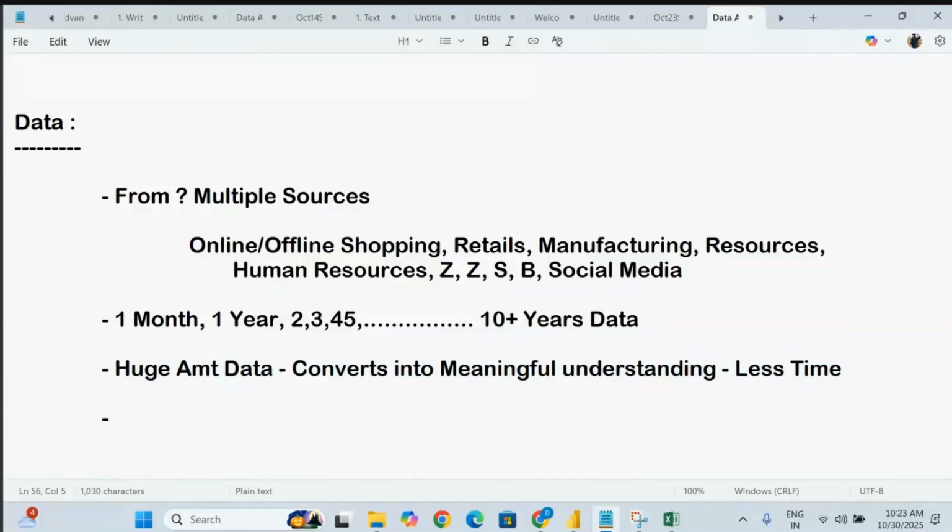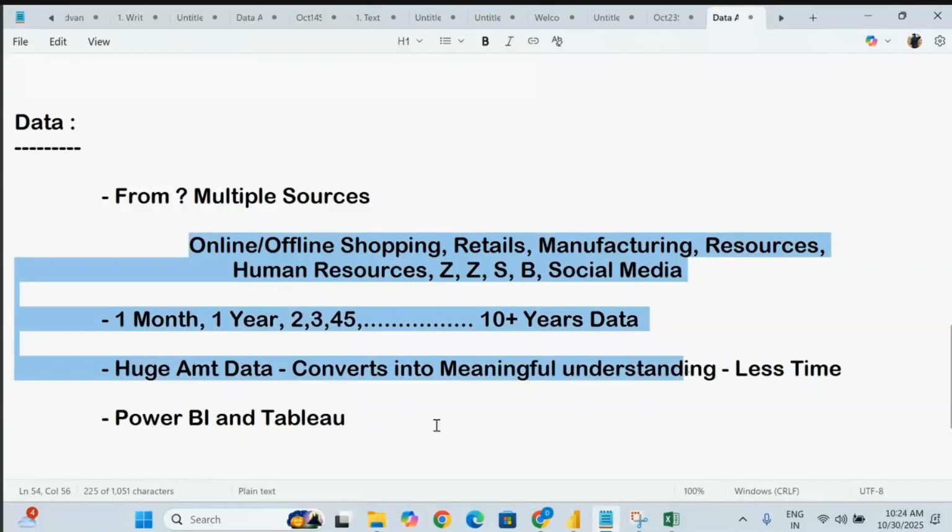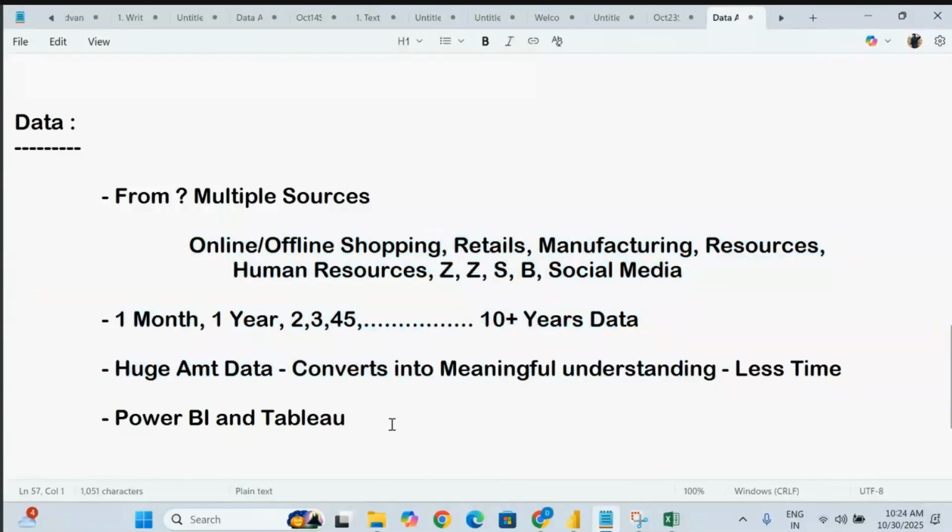So whenever you are going to convert that huge amount of data into some meaningful understanding in less time, you require some powerful technologies. One is Power BI and the second one is Tableau. These two are very important technologies that can convert a huge amount of data into meaningful understanding in less time. That's why these two neck-and-neck technologies are used to work on huge amounts of data. We will understand the demand from this side.